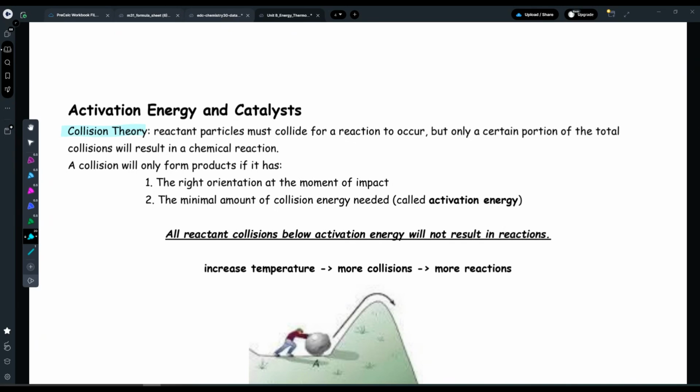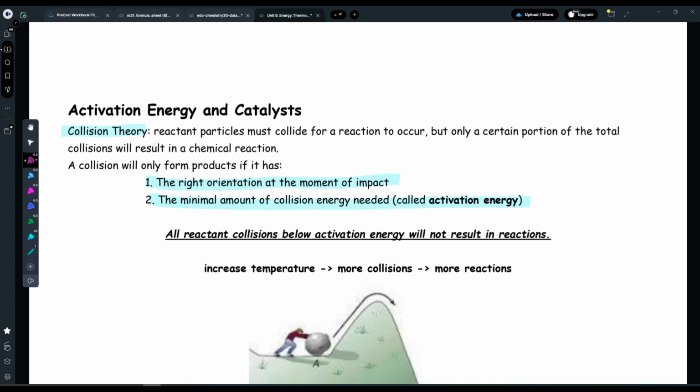Okay? So without these two things, you won't get a reaction. And so that's why it's saying only a certain portion of the total amount of collisions that you have will result in an actual chemical reaction. Because if your particles or your reactants, when they collide, don't have the right orientation and enough energy, then a chemical reaction is not going to occur.